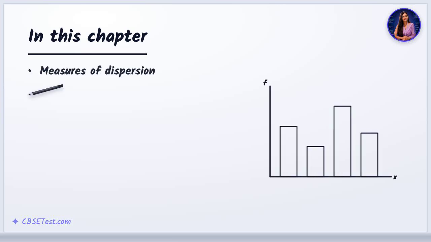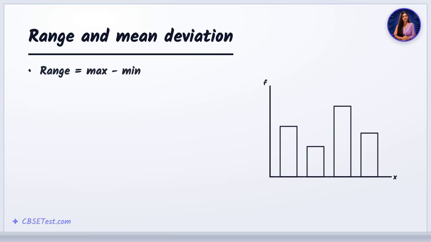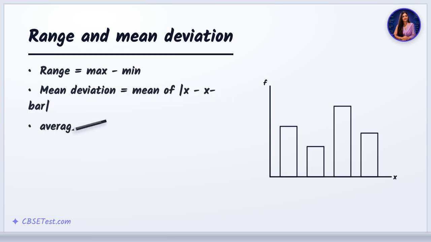Averages tell us the center of data, but not how spread out it is. This chapter measures that spread through range, mean deviation, variance, and standard deviation. The simplest measure is the range, largest minus smallest. The mean deviation goes further, the average of the absolute distances of the values from the mean.